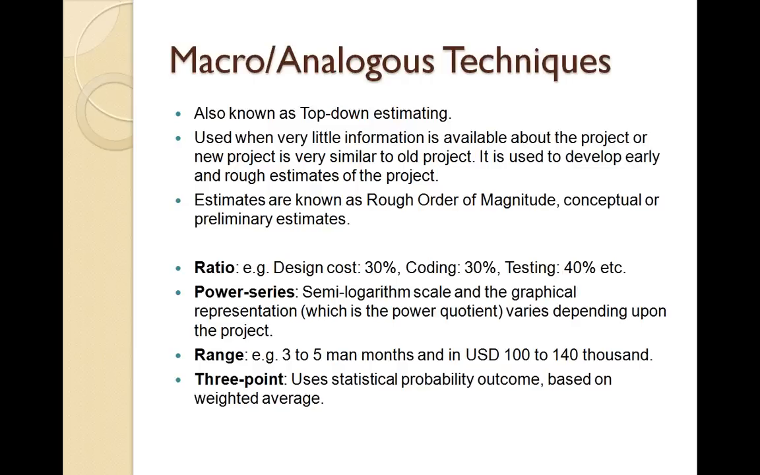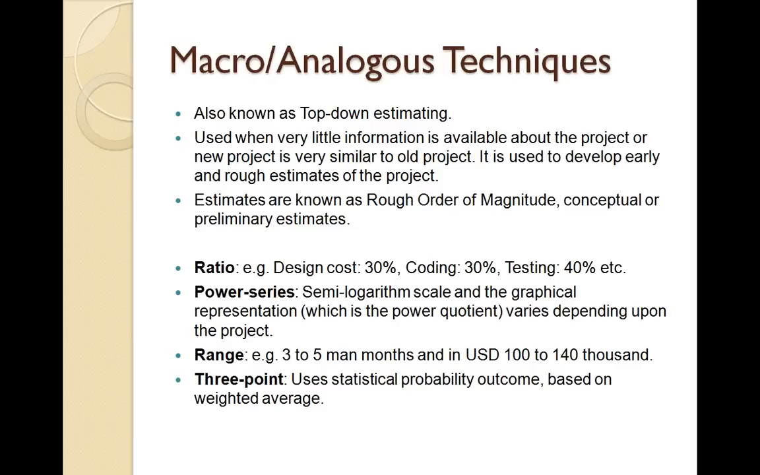Or we can also have a 3-point estimation, wherein we use a statistical probability outcome based on a weighted average. So we consider the probability as well as the weights attached to the estimates, and then we try to eliminate some of the estimation errors and have some predictable estimates coming out of it.